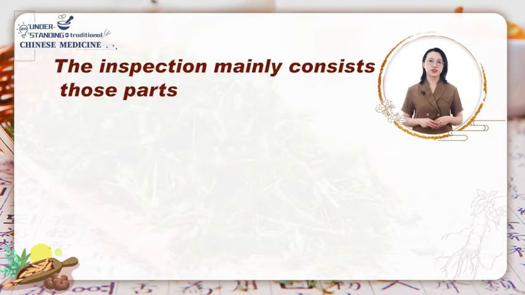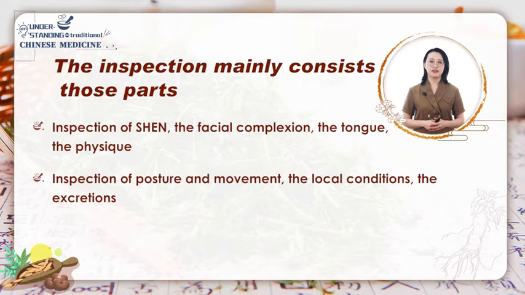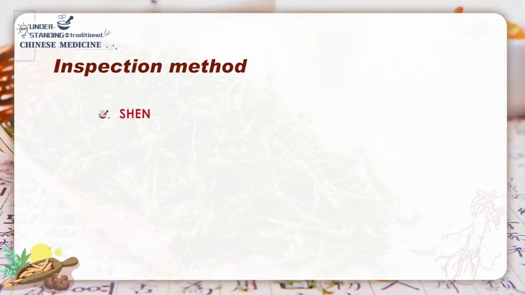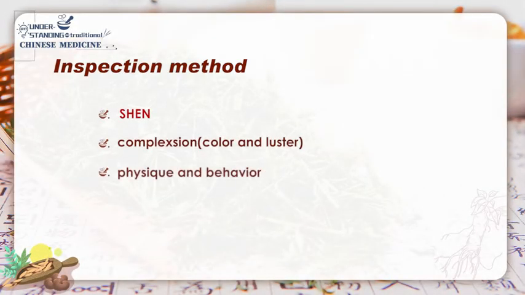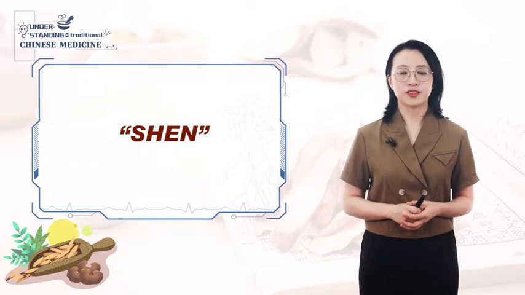For the second question, the inspection mainly consists of these parts: inspection of shen, the facial complexion, the tongue, the physical, and the inspection of the posture and movement, the local conditions, the excretions. Among those, the shen, the complexion, and the physical are the major presentations we need to talk about. Let's check the first important concept, inspection of the shen.